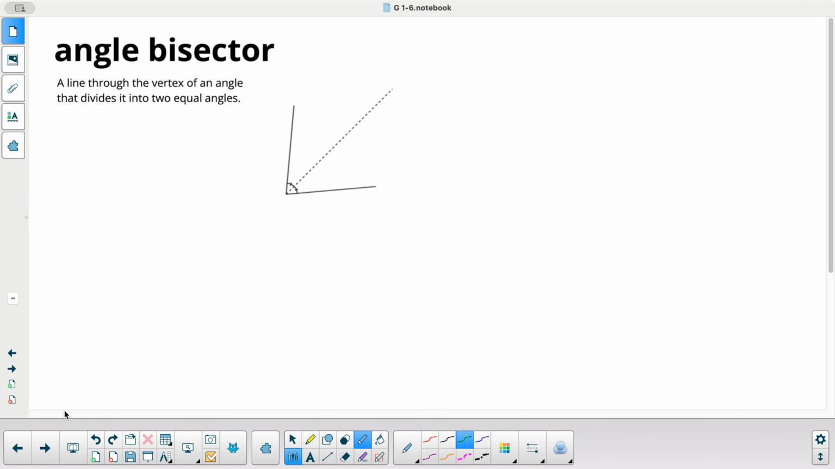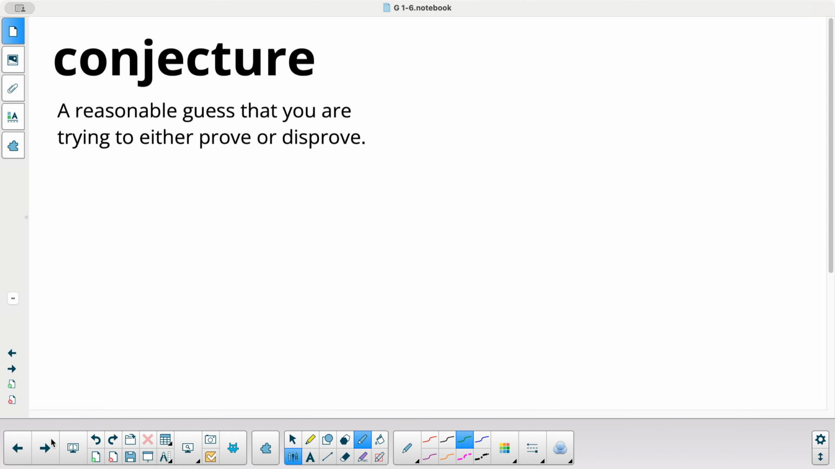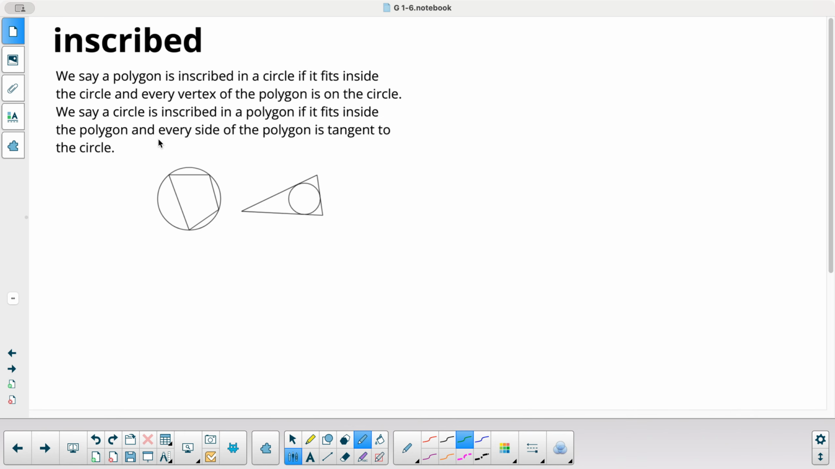All right. So a little bit of review. Angle bisector. Make sure you know this vocab. It's a line that cuts an angle into two equal angles. A circle is the set of all points that are a distance r, which is the radius, from the center, which is O. A conjecture is a reasonable guess that you are trying to either prove or disprove. Inscribed is a polygon that fits inside a circle with every vertex of the polygon on the circle. So when you look here, every vertex is on the circle.